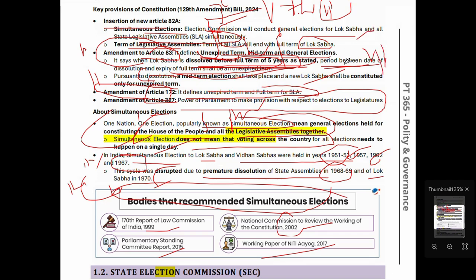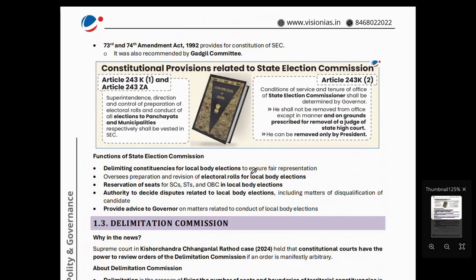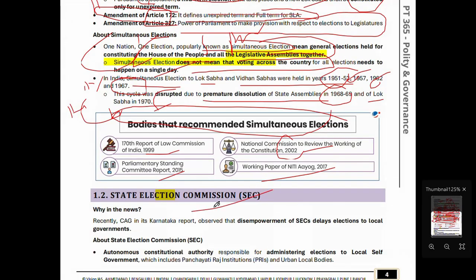Now, the State Election Commission is in the news. Why is it in the news? Recently in Karnataka, a report observed that disempowerment of the State Election Commission delays elections in local government. So we need to focus on the State Election Commission. What is the provision? The State Election Commission is an autonomous constitutional authority responsible for administering elections for local self-government, which includes Panchayati Raj Institutions and urban local bodies.